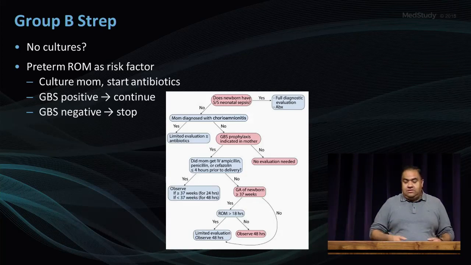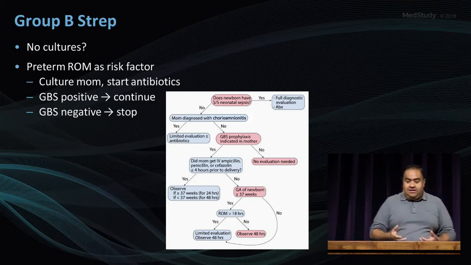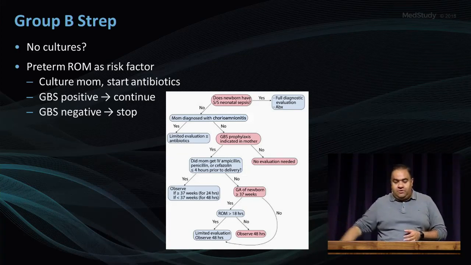But if not, then you have to ask, was mom given proper GBS prophylaxis? What does that mean? Did they get some sort of penicillin-based agent greater than 4 hours prior to delivery? If it was clinda or erythromycin, that doesn't count. It has to be a penicillin-based agent. If it's yes, was there an indication? If there was no indication, no further evaluation is needed.